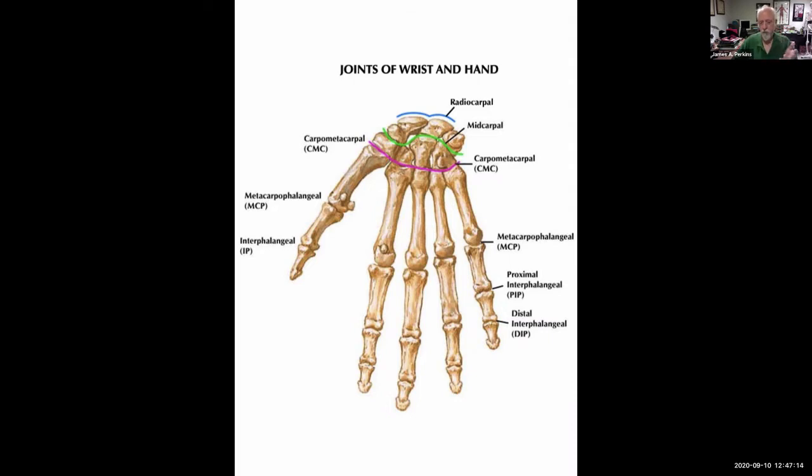There's also a set of joints called carpometacarpal joints, or CMC. These are the joints between the carpals, specifically the distal row of 4 carpal bones, and then the proximal end of all 5 metacarpal bones. Most of these joints don't move very much. Let me stop sharing again and go back so you can see me.